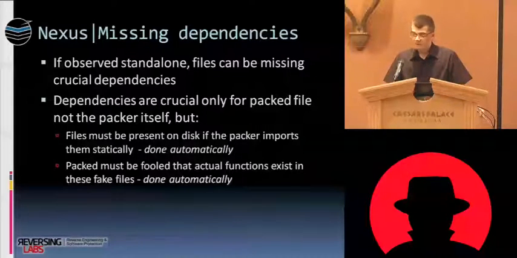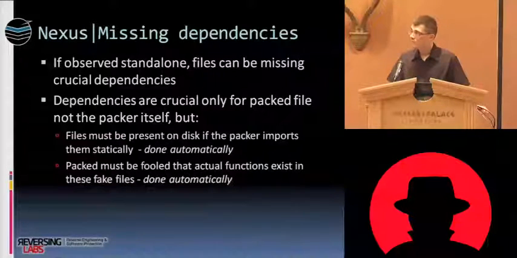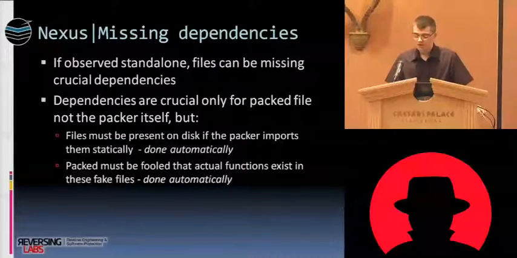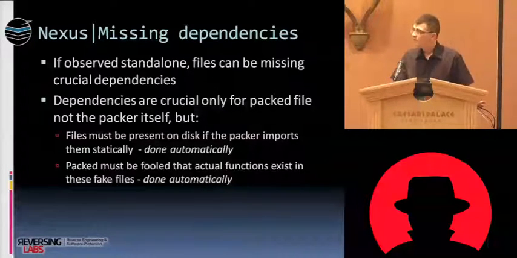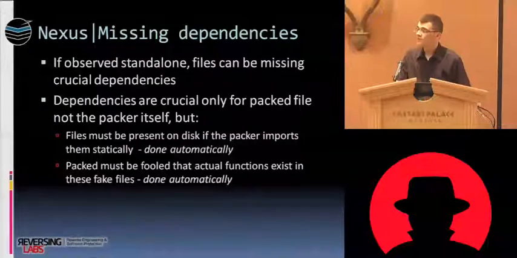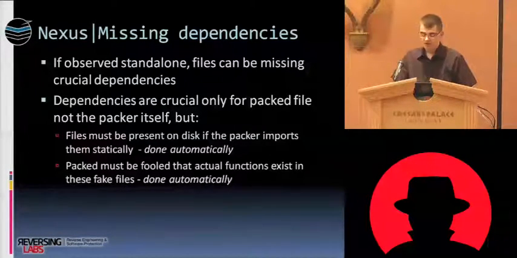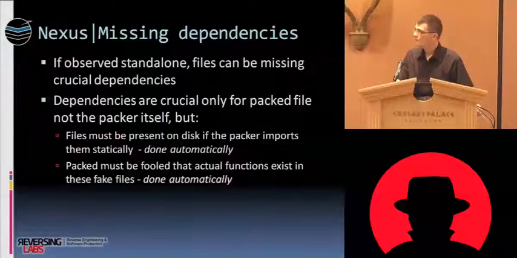Now, the Nexus also solves the problem of missing dependencies. Some files load dynamic link libraries through the import table, so those files cannot be started at all, while others can load dynamic link libraries at runtime, and some of them can actually get through the packing layer automatically. So FSG, for example, if it doesn't find the dynamic link library, it will just continue running, and that's bad because the programs can crash if they're packed with that kind of packer. Others are better at this, and when they don't find the library, they just exit.